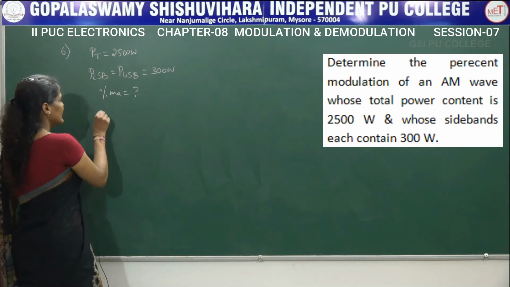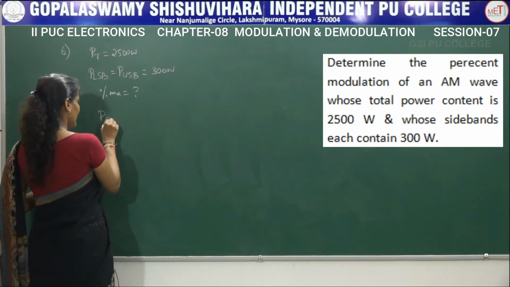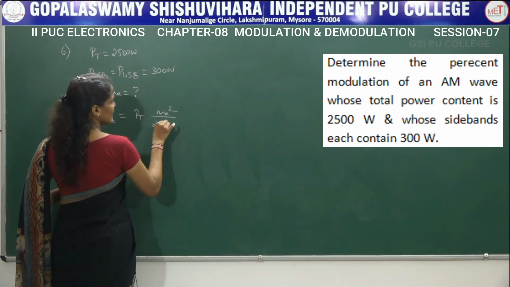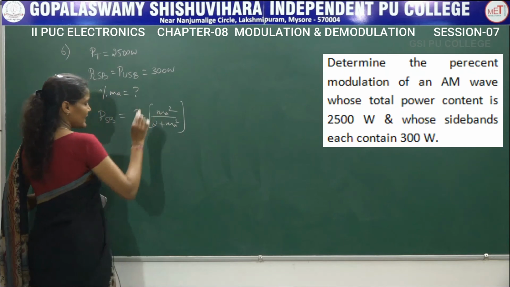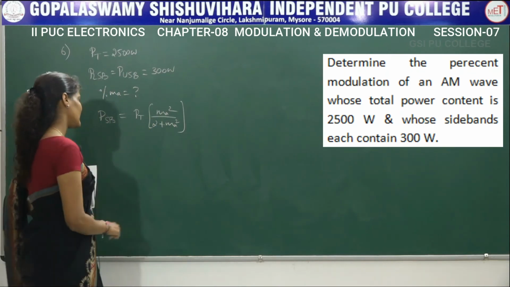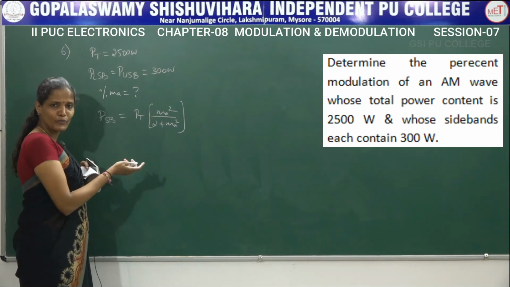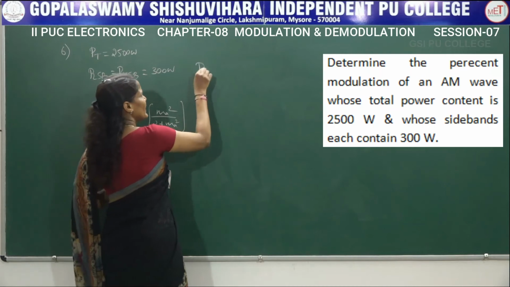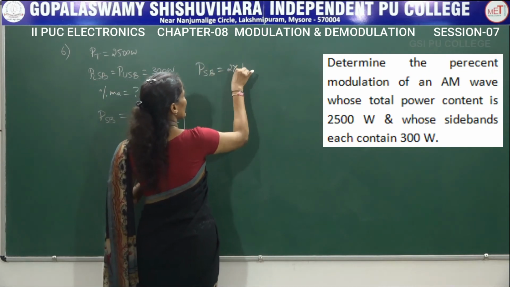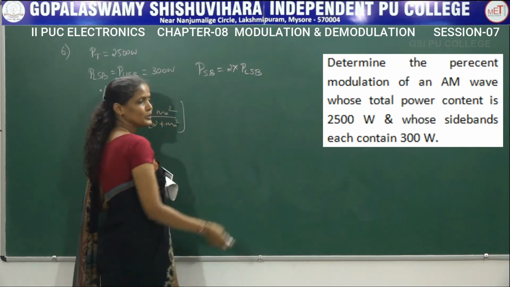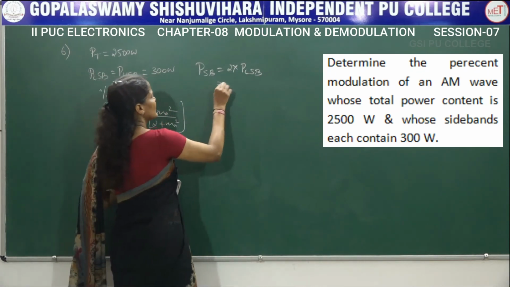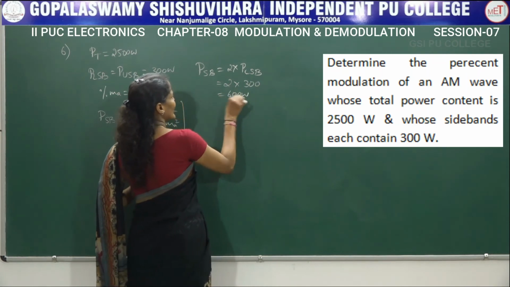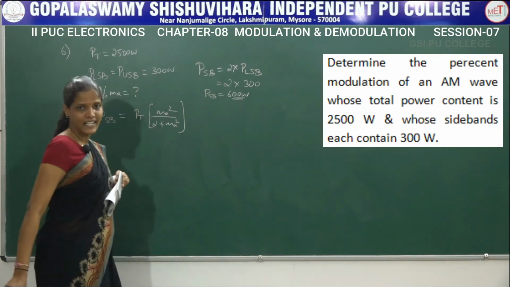So here we have a direct formula: PSB equals PT into MA square divided by 2 plus MA square. Even this we had derived in the last session itself. But I don't know the value of PSB, but they have given the value of PLSB and PUSB. So PSB equals 2 times PLSB or 2 times PUSB. That is 2 into 300, which gives me 600 watts. PSB value is 600 watts.